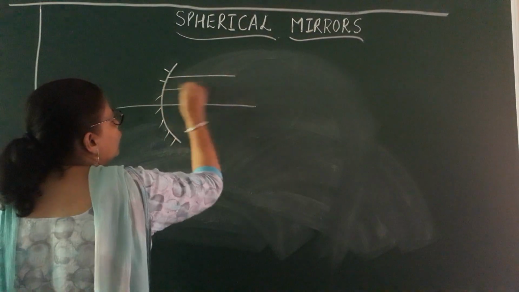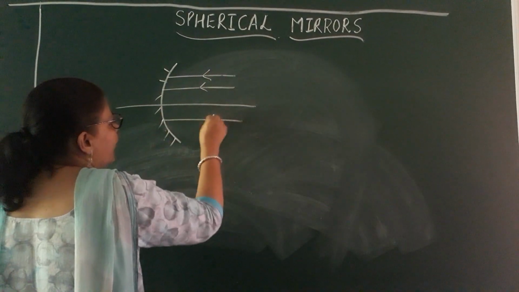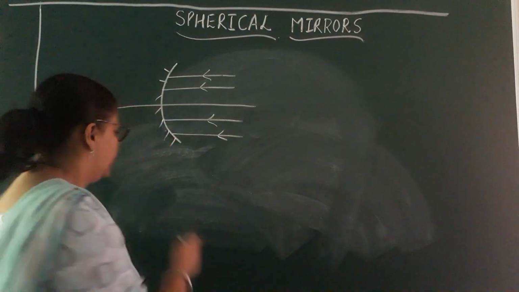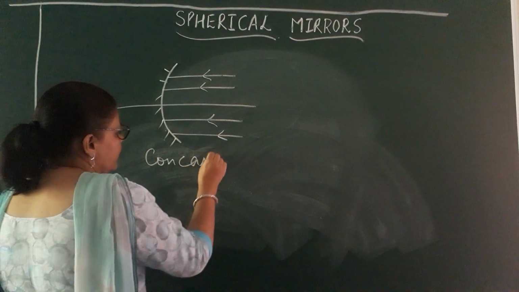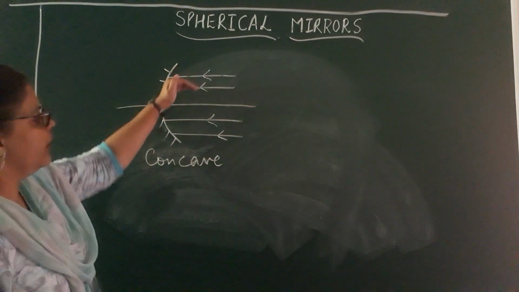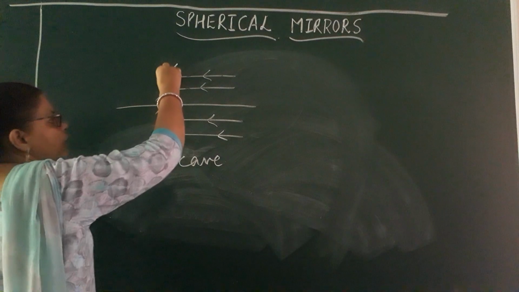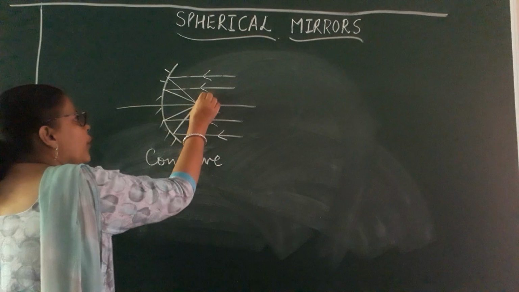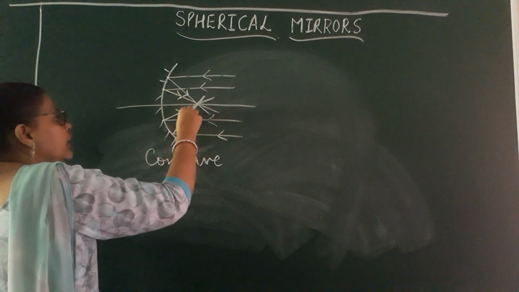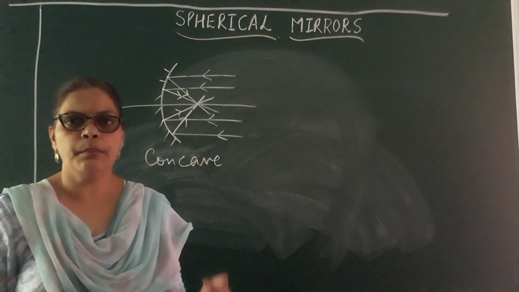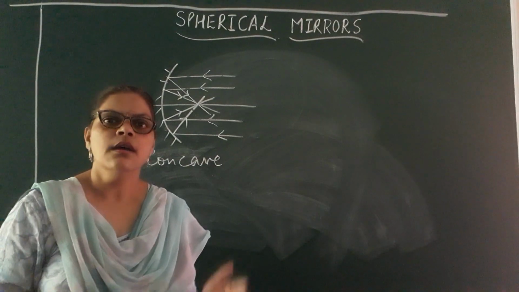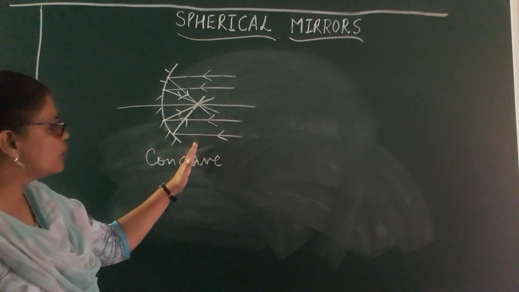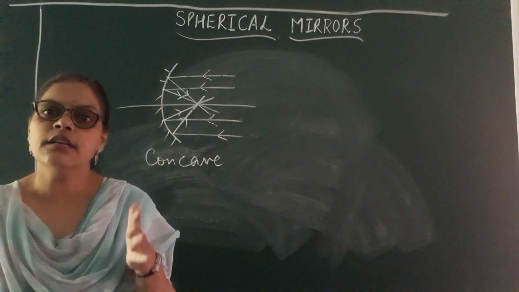Now I take two parallel rays up and two parallel rays down. When parallel rays of light strike a concave mirror, this is a concave mirror, children, you can see that parallel rays of light are striking this mirror. After striking, these rays will all converge at a point. You can see here all these rays. This is a property of a concave mirror, that when parallel rays of light strike it, they reflect back and converge at one particular point. So that is why a concave mirror is known as a converging mirror.